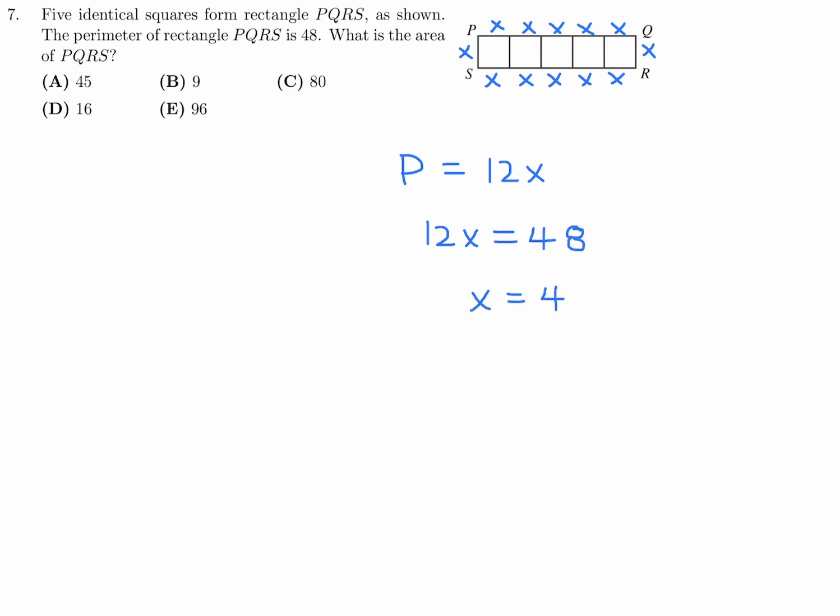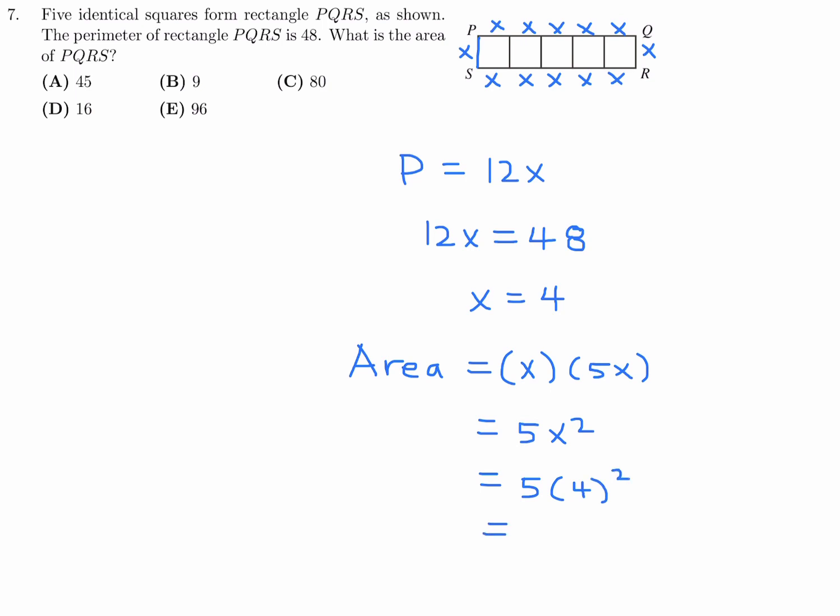So now they want me to figure out the area. The area is going to be length times width. Well, the width is just x. The length, which is all the way from there to there, is 5x. So we have 5x squared. So 5 times 4 squared, that's 5 times 16, which is 80. So the area is 80. Number 7, therefore, is C.